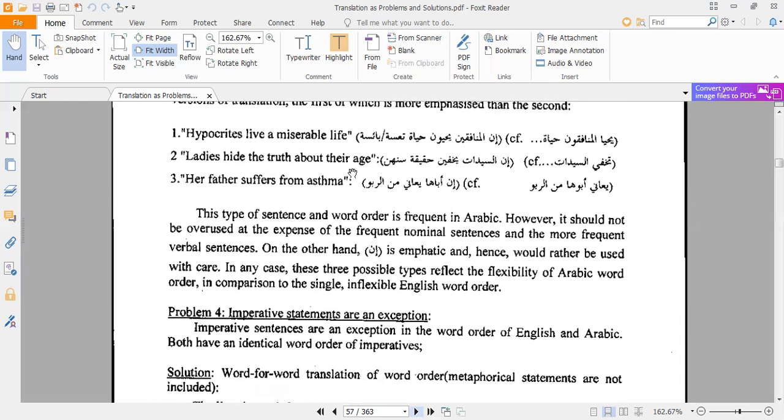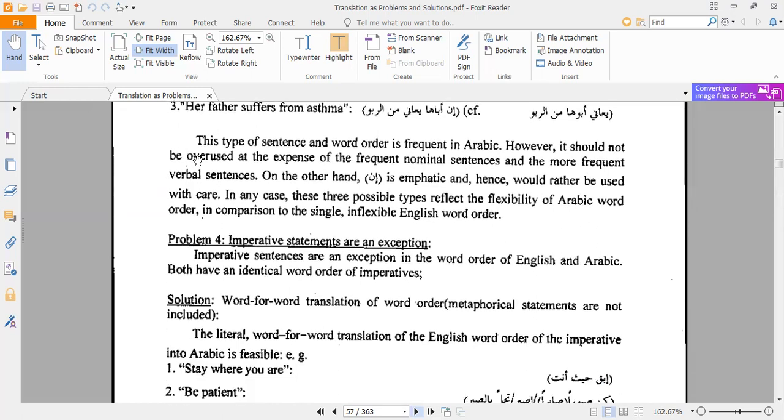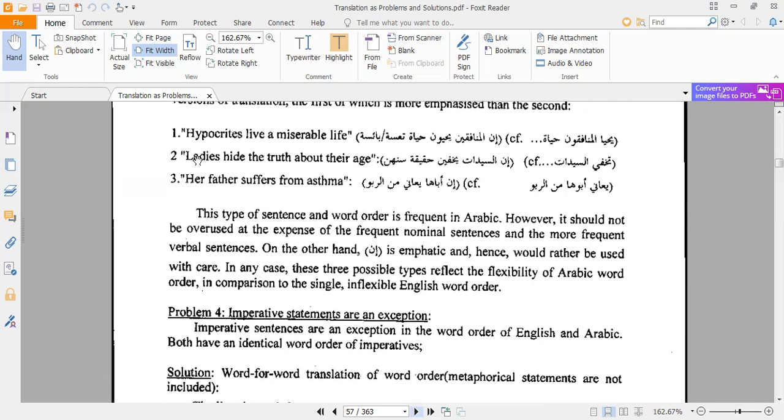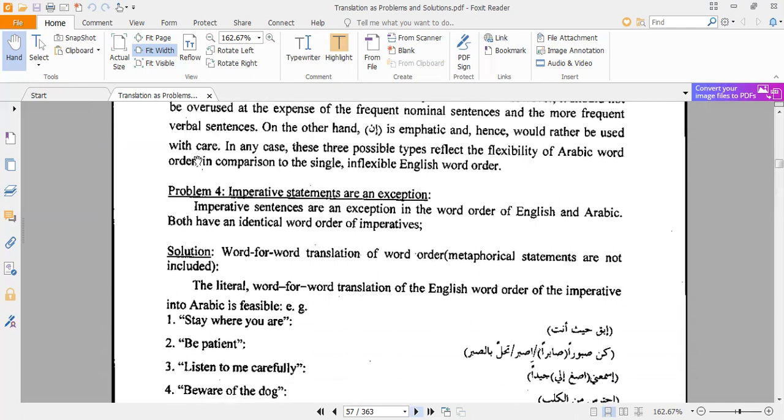This is how we parse it. Ladies hide the truth about their age. تخفي السيدات حقيقة سنهن. I can translate it as "إن السيدات". If I use إن, I start with the subject, السيدات: "إن السيدات يخفين حقيقة سنهن". Okay. In a nutshell: if I use إن as an emphatic particle, the same English structure is followed in the Arabic translation.